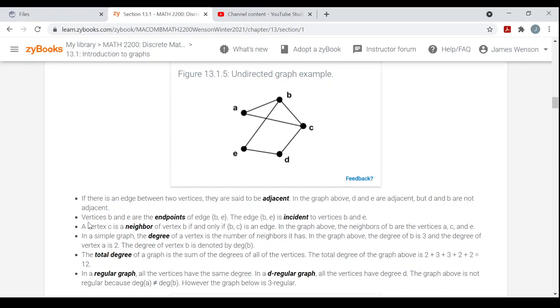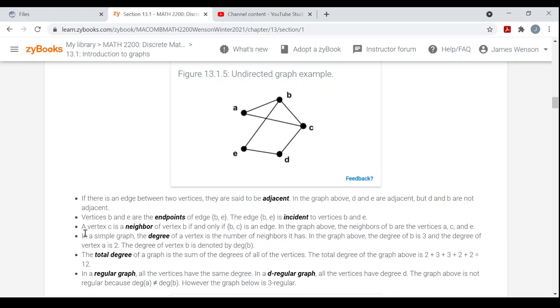Another definition. Vertices B and E are the endpoints of edge BE. Hopefully that makes sense. They're the points at the ends of the edge. And the edge BE is incident to those endpoints. So this edge is incident to vertices B and E. This edge here is incident to vertices A and B. This edge here is incident to vertices B and C, and so on.